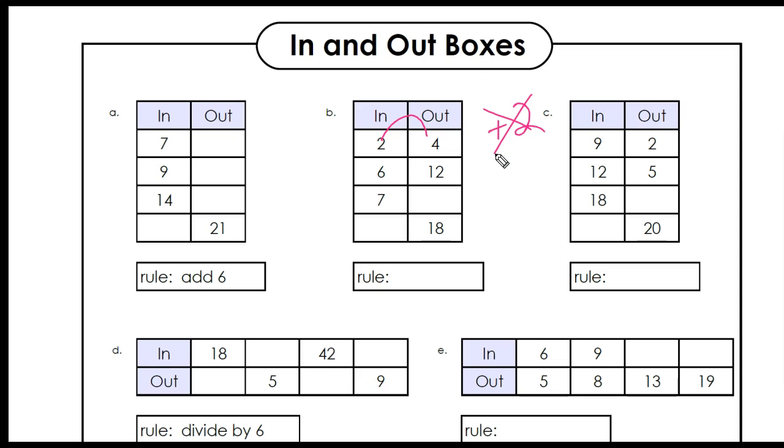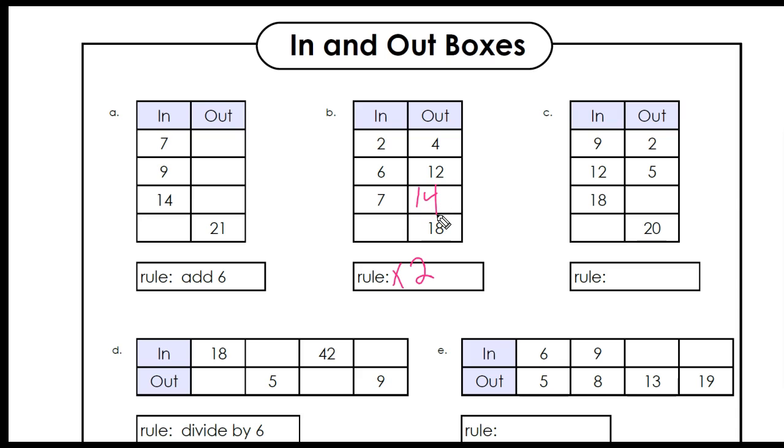Okay. If I subtract by 2, well, 2 minus 2 is 0. Could that be a rule? No. So what am I going to do? Times by 2. Well, let's see. I know what 2 times 2 is. 4, so that would work. 6 times 2 is 12. That would work. 7 times 2 would be 14. That would work.